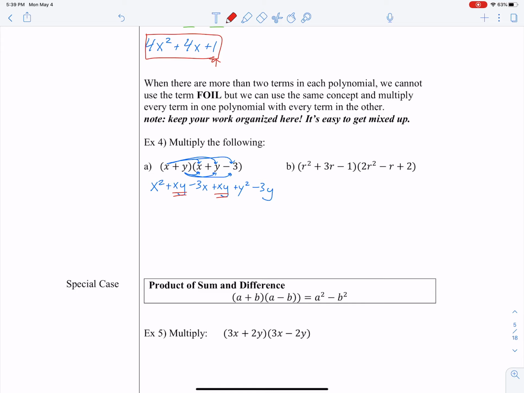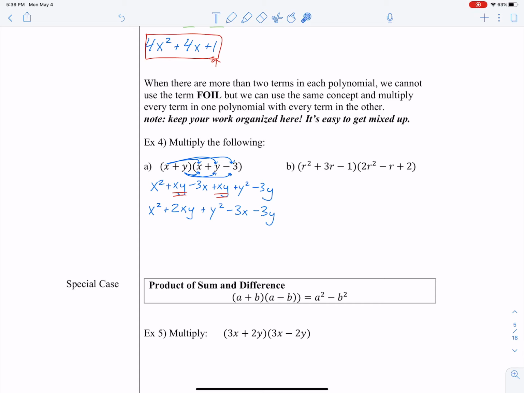Those two are like terms, they're the only ones. So now I have x squared plus 2xy plus y squared minus 3x minus 3y.